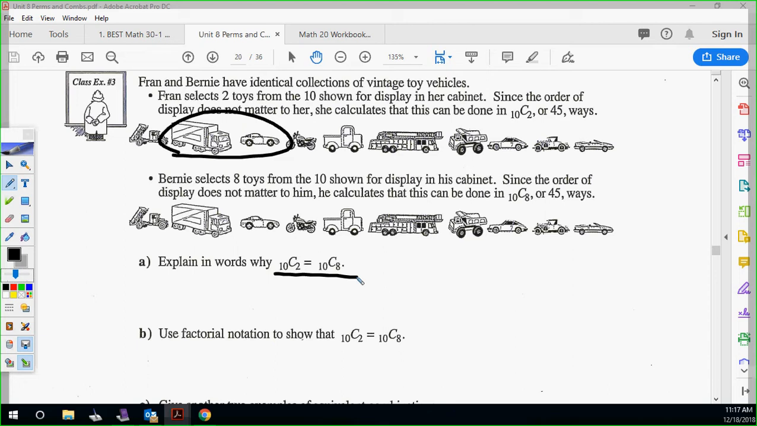Good. So Cash kind of said it. The reason they're mirrored is because you could also think about it as Fran, by picking 2, she's picking 8 different ways to leave them out. Bernie is thinking of 8 different ways to put them in. So there's still 8. That symmetry is coming from what you pick to go in. There's also that combination out.